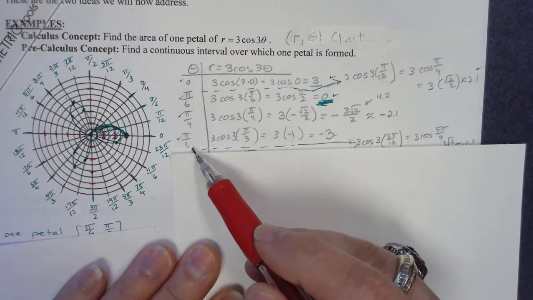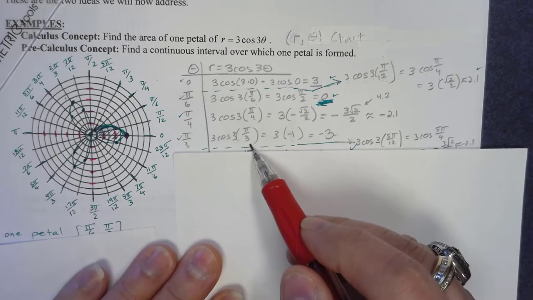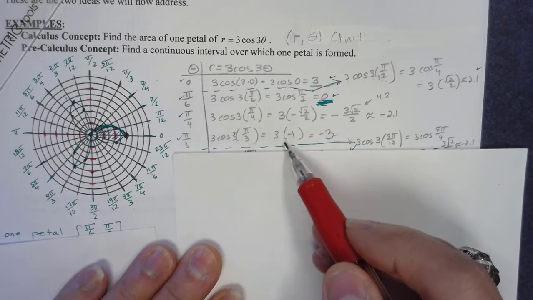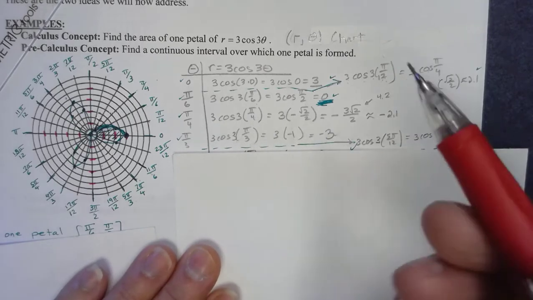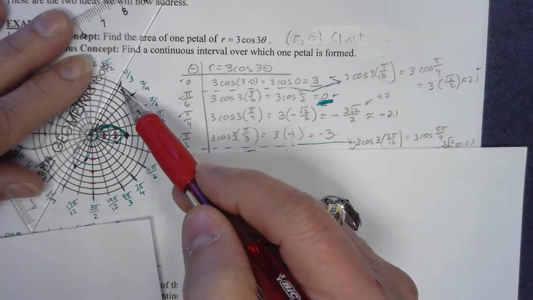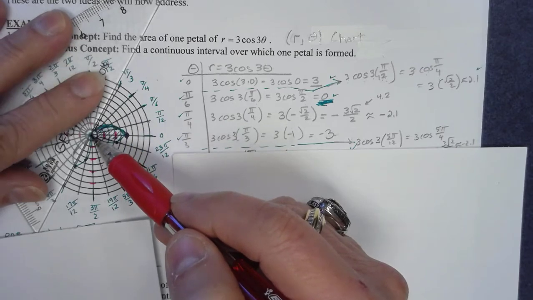So pi over 3. That's 3 times the cosine of 3 pi over 3. The 3's cancel, so I have 3 times the cosine of pi. We know the cosine of pi is negative 1, so 3 times negative 1 is negative 3. So at pi over 3, on this radial arm, I'm going to go negative 3.